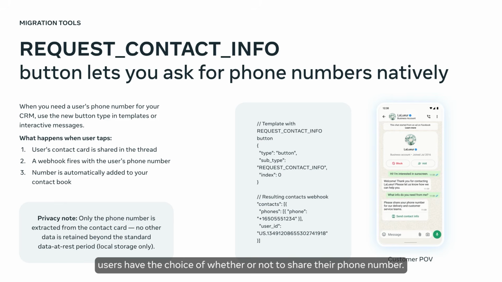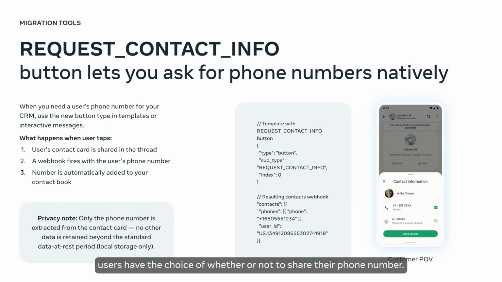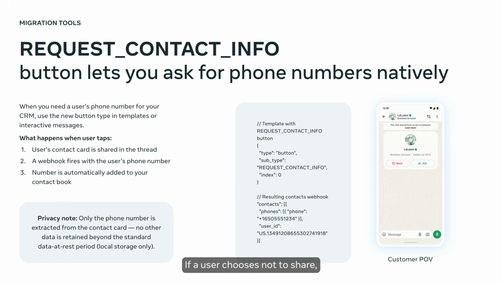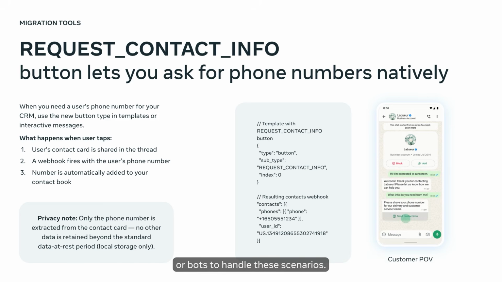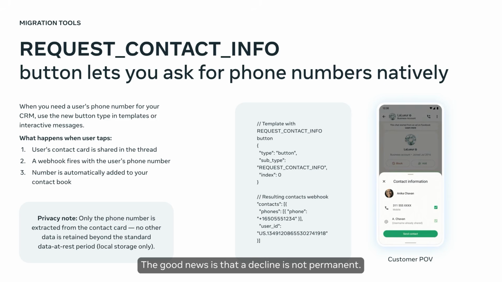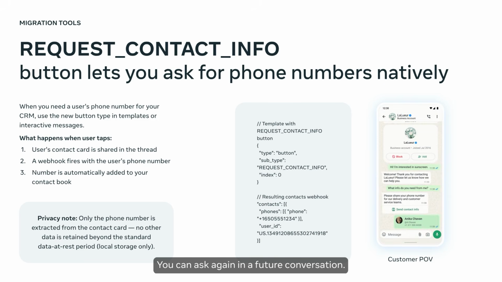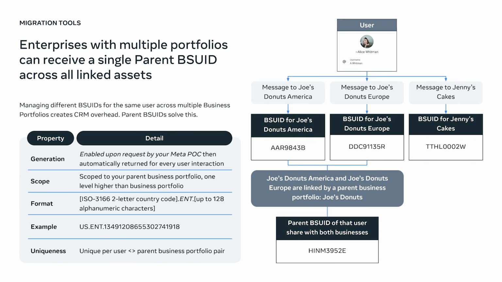But remember, users have the choice of whether or not to share the phone number. If a user chooses not to share, businesses will need to account for this and update journeys or bots to handle these scenarios. The good news is that a decline is not permanent. You can ask again in a future conversation.